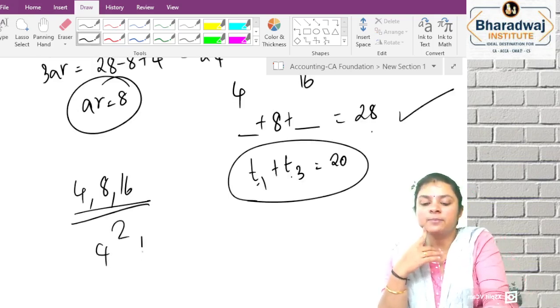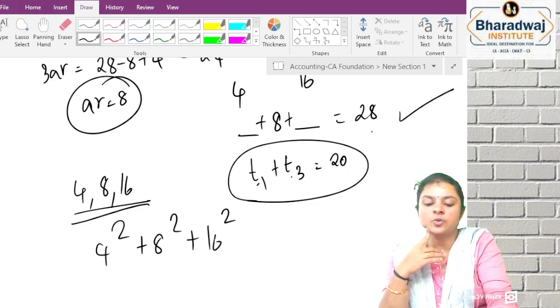Now the sum of squares of the three numbers is 4 square plus 8 square plus 16 square, which is 16 plus 64 plus 256.